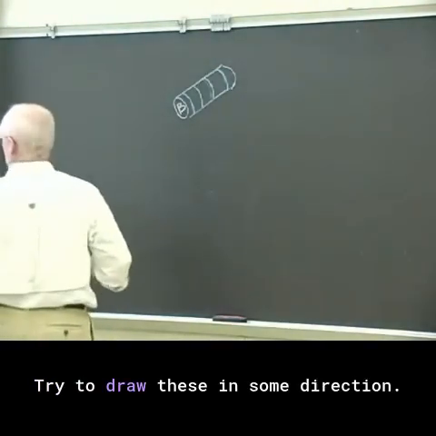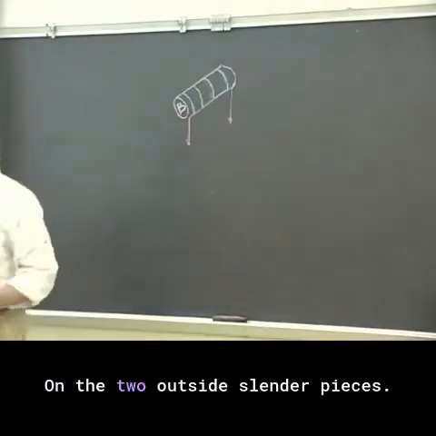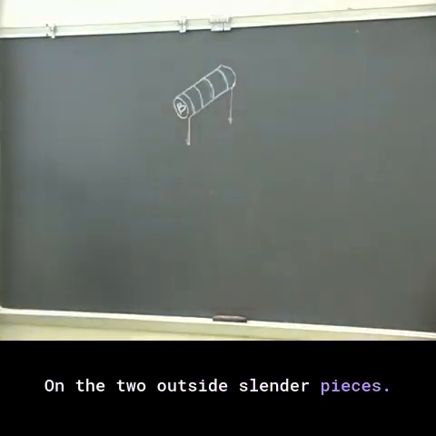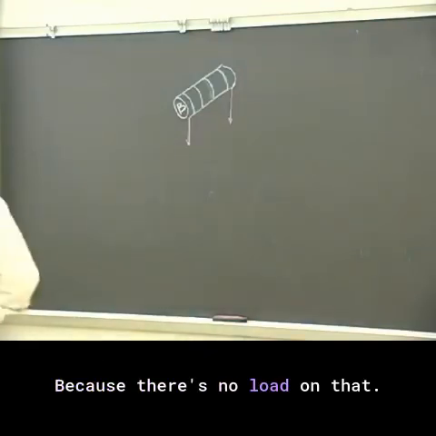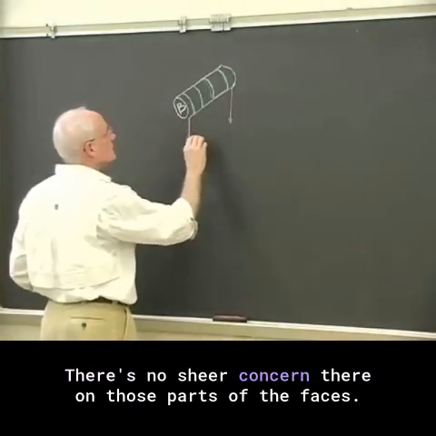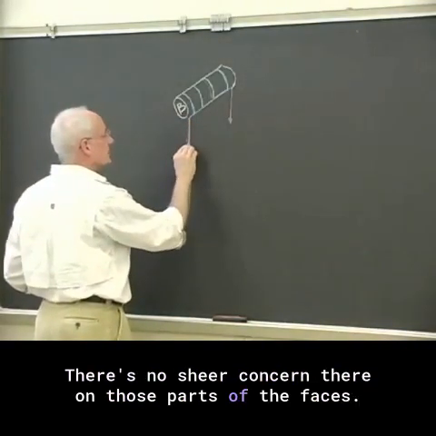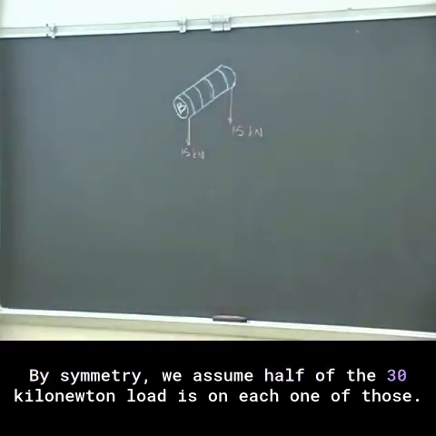So if we try to draw these in some direction, let's see. On the 2 outside slender pieces, now I'm not showing even the outside part of the pin that's not in contact with any area because there's no load on that. There's no shear concern there on those parts of the faces. By symmetry, we assume half of the 30 kilonewton load is on each one of those.